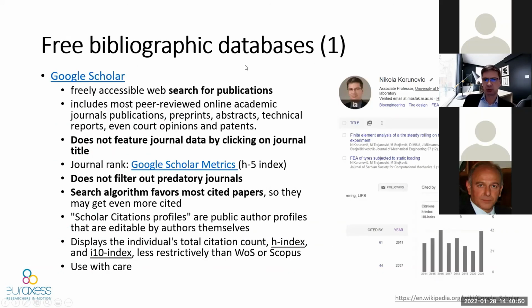Many people also use Google Scholar because it's very easy to access. But beware when you use it. You can only search for publications, and you cannot click on a journal and see the properties of the journal. Also, Google Scholar does not filter out predatory journals. They are there. And if some papers are cited very much, they get on top and get cited even more. So it's maybe a little bit uneven, and beware. Please use other things besides Google Scholar.